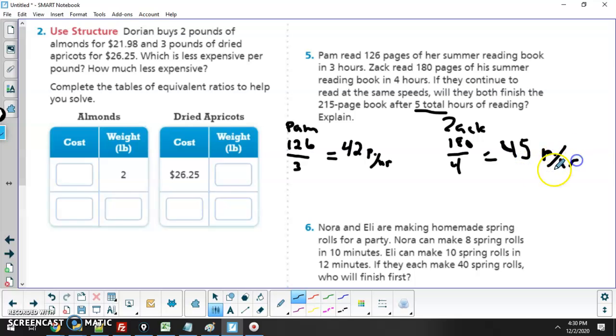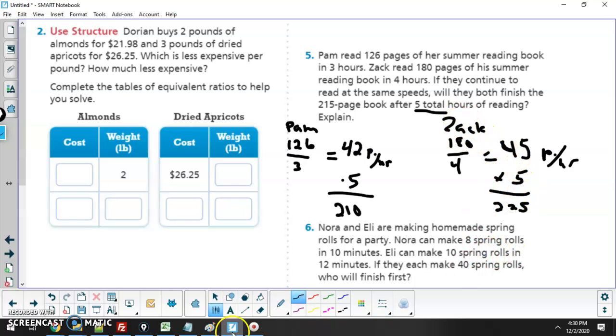All right, now, will they both finish after 5 hours? Well, we know how much they do per hour. So to figure out after 5 hours, we can scale this by multiplying it by 5. So Pam, if you times hers by 5, you get 210. So Pam will not finish. Zach, on the other hand, take this by 5, you get 225. Because he's reading at a faster rate, he will finish.